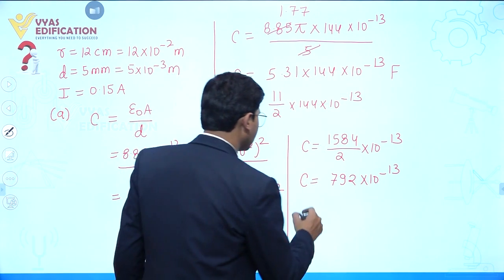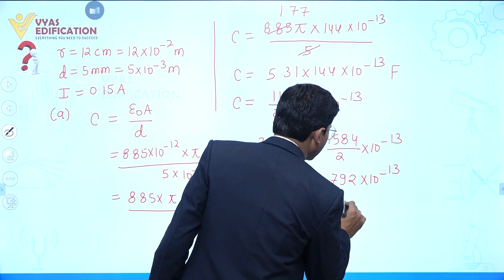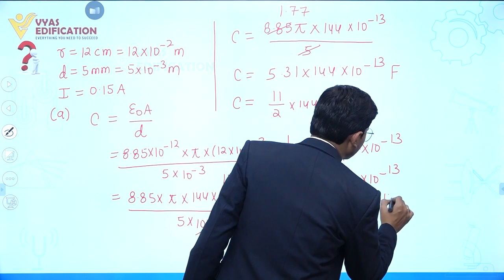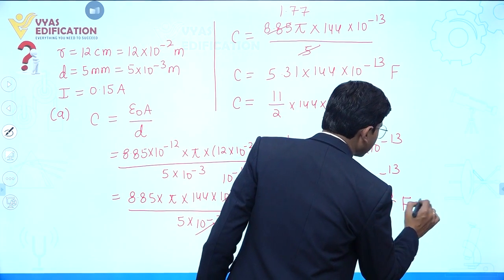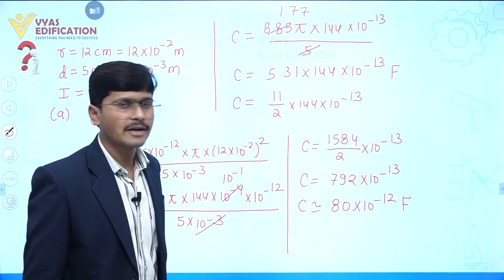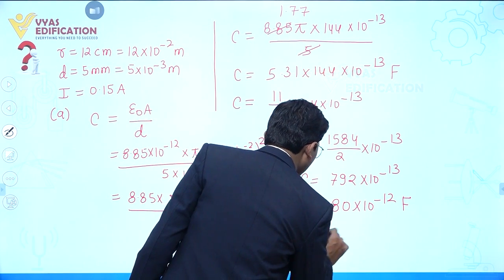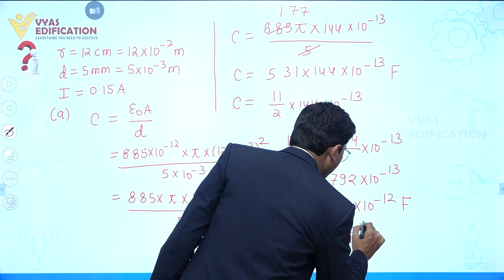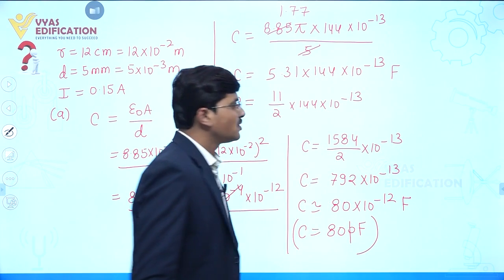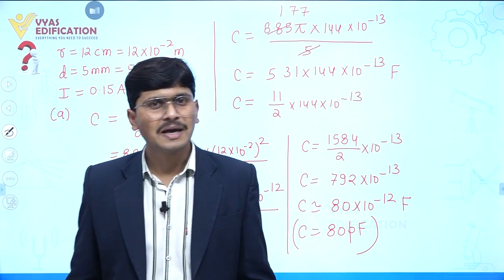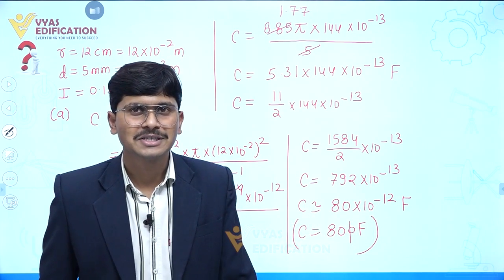So from here you can see this C is near about 80 into 10 to the power minus 12, and because this is capacitance, capacitance value we find in farad, clear. So C value we are getting is 80 picofarad, clear. So this is the value of capacitance of this capacitor, clear.